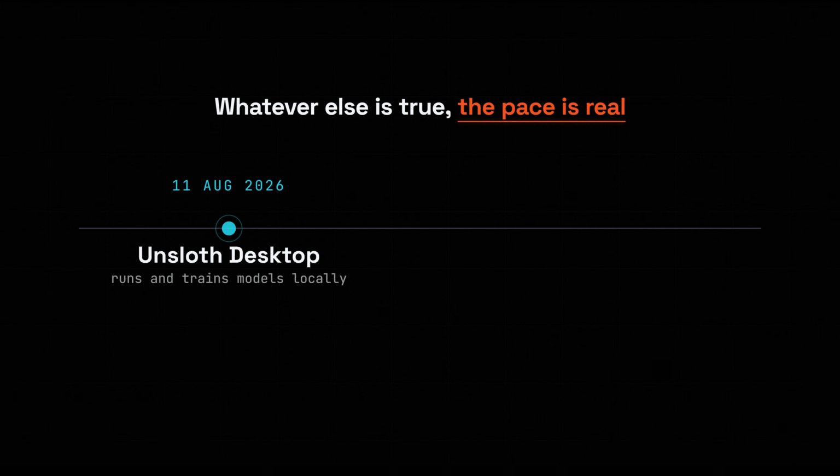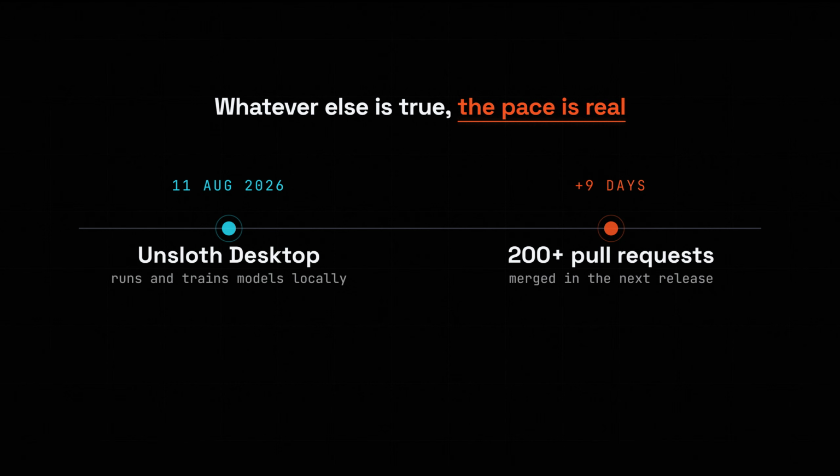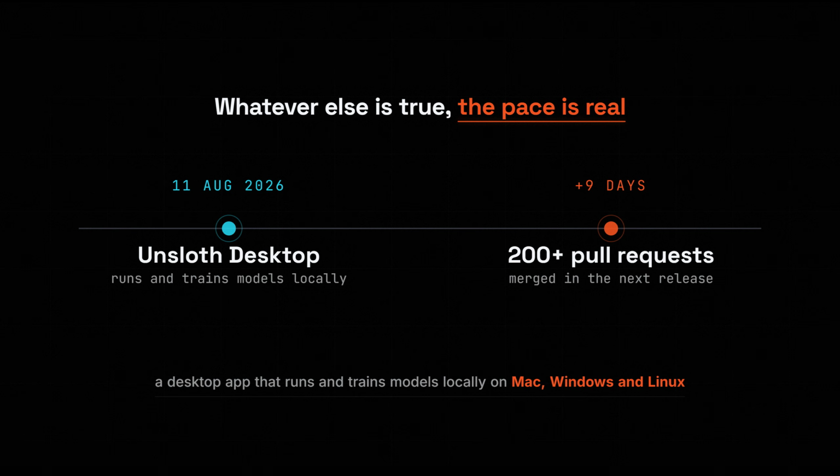They are not only shipping kernels now either. On the 11th of August, they released a desktop application that runs and trains models locally on Mac, Windows, and Linux, and the announcement has been seen about 750,000 times. The release after it merged more than 200 pull requests, 9 days later. Whatever else is true about the marketing, the pace is not a marketing artifact.